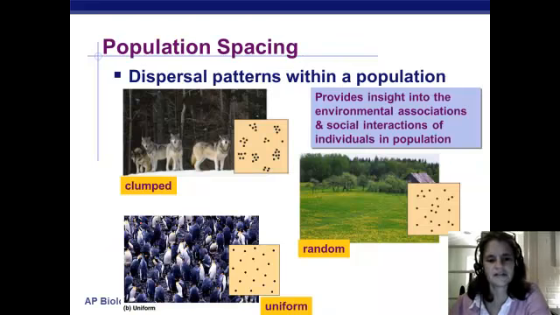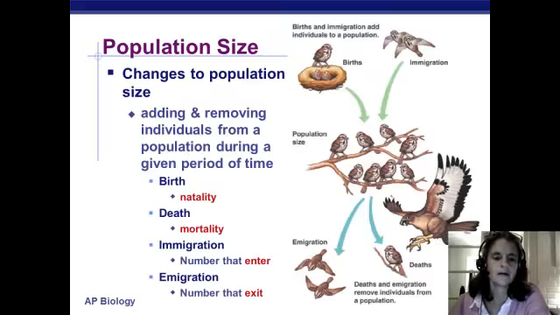And just understand these are different ways that animals and plants disperse themselves. So population spacing can be clumped, like a pack of dogs, or very uniform. These penguins are pretty rigid in the space they set between themselves in this nesting site, or kind of random, like trees in a wooded area.